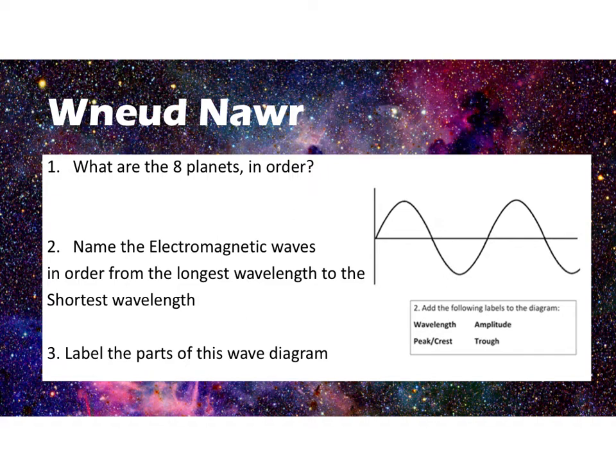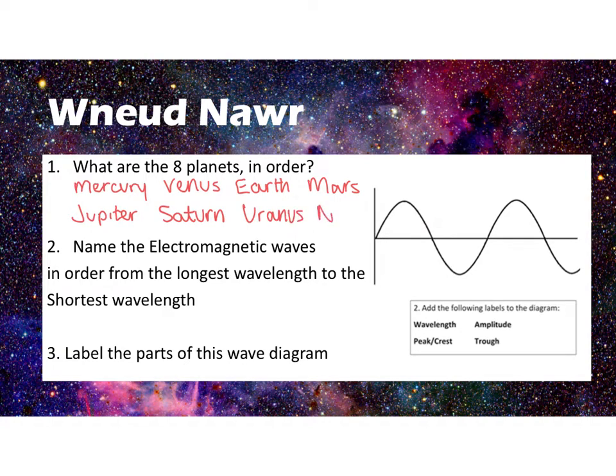Number 1, what are the 8 planets in order? So the answer is Mercury, Venus, Earth, Mars, Jupiter, Saturn, Uranus, and Neptune. Okay, so give yourself a mark if you got that one right.